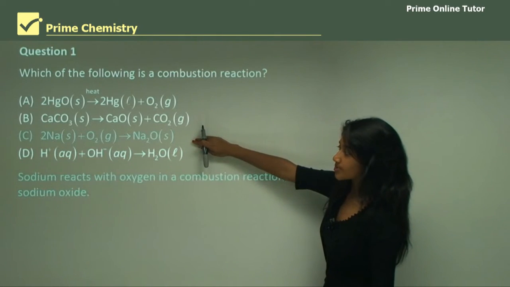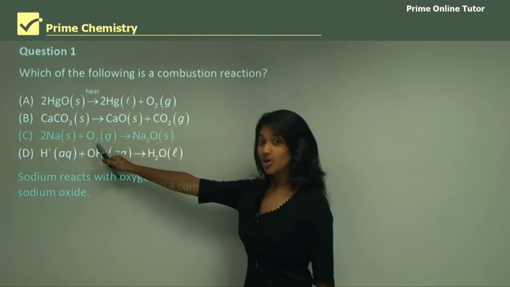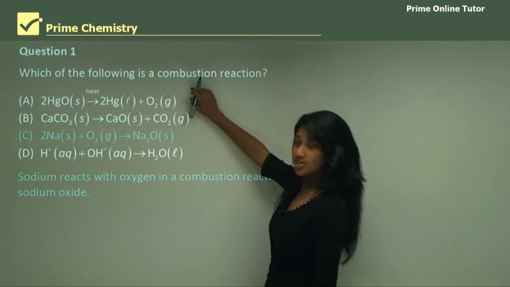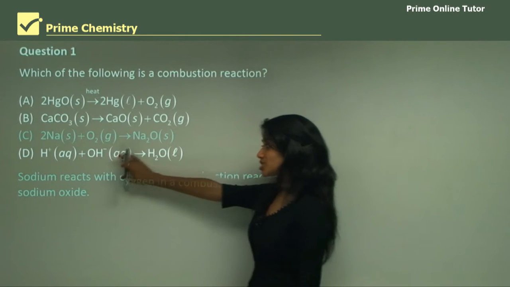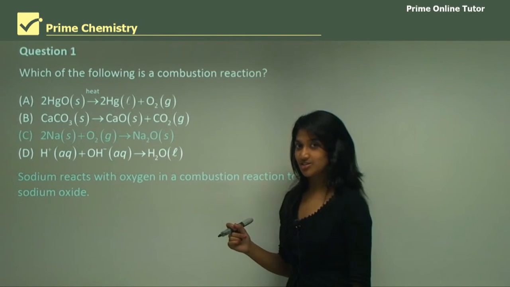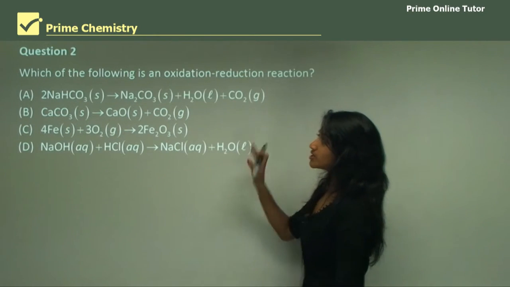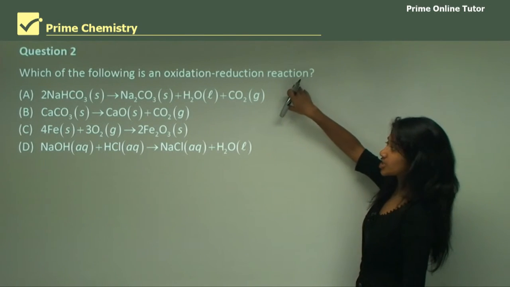And we're moving to option C, where we have sodium reacting with oxygen. Now when something is reacting with oxygen, that's when combustion is happening. So when sodium is reacting with oxygen to form sodium oxide, now that's a combustion reaction. So option C is the answer. Now moving to question 2, which of the following is an oxidation and reduction reaction?